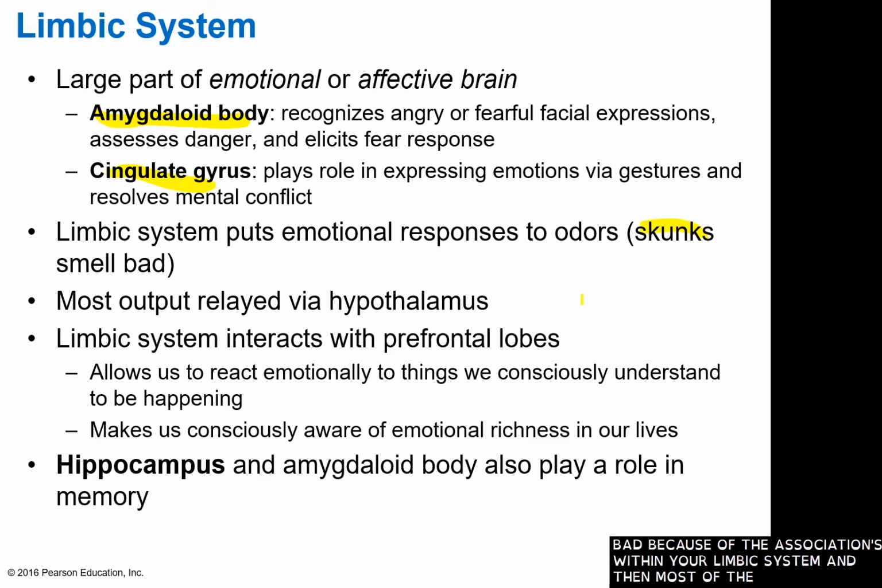Most of these outputs are relayed via the hypothalamus, all those nuclei in the hypothalamus, and it interacts with the prefrontal lobes as well. So we're aware of emotional richness in our lives. That's why there's a lot of study for the limbic system, especially in terms of mental health and whatnot. The hippocampus and the amygdaloid body also play a role in memory. I know everyone wants to learn ways to enhance memory formation, and we'll talk about that later.